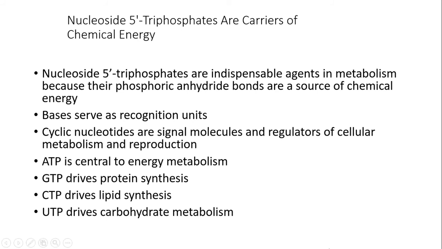But some of these triphosphates are associated with certain processes in the system. ATP is central to energy metabolism, for example. GTP is involved in protein synthesis, CTP plays a role in lipid synthesis, and UTP is going to drive carbohydrate metabolism. And we'll take a look at all of these when we begin our discussion of metabolism, which is in the topics for your third exam.